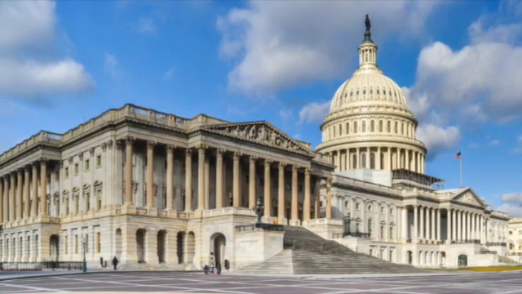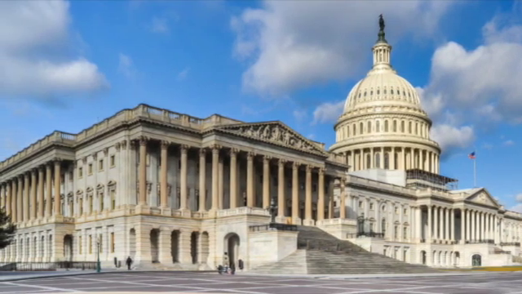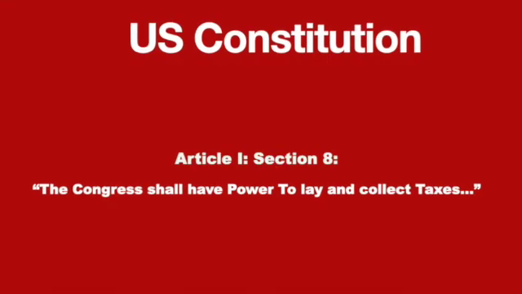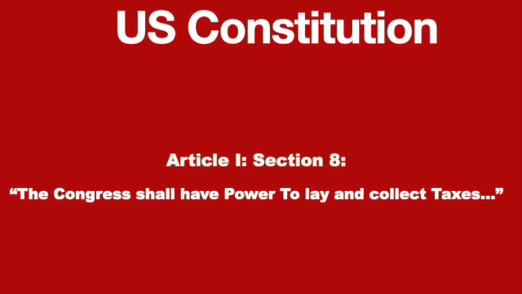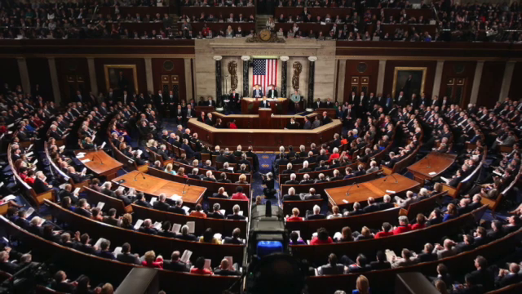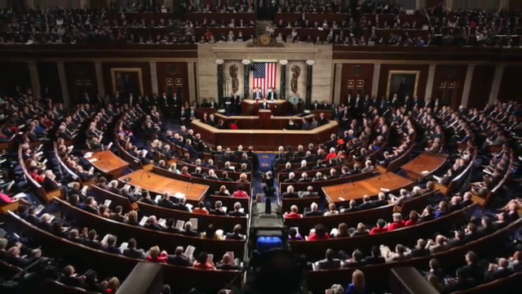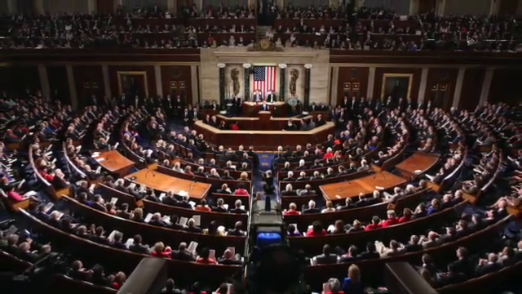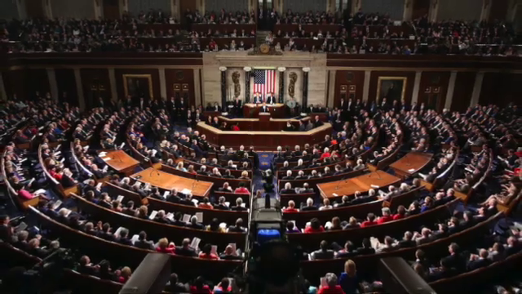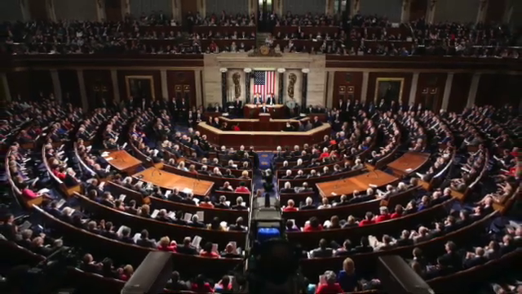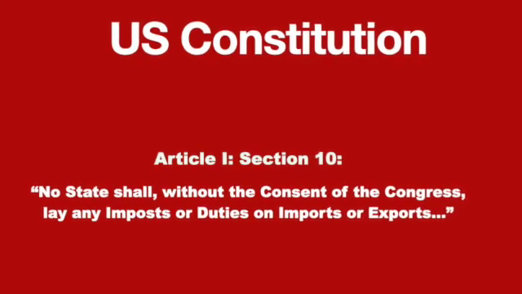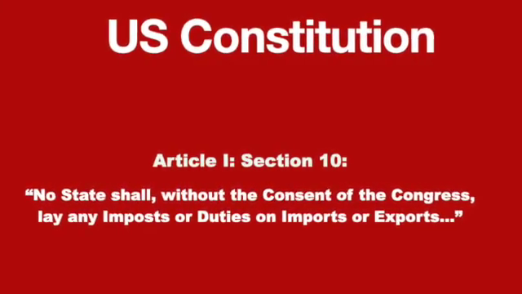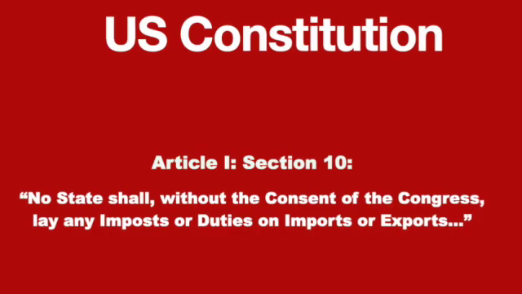Aside from the legislative branch's main power, the power to create and pass laws, later in Article 1, it lists numerous powers of the legislative branch, including the Congress shall have power to lay and collect taxes. This means all taxes must be voted on and passed by Congress, which is assembled to represent the people of the states. Speaking of states, we later read, "No state shall, without the consent of the Congress, lay any imposts or duties on imports or exports."